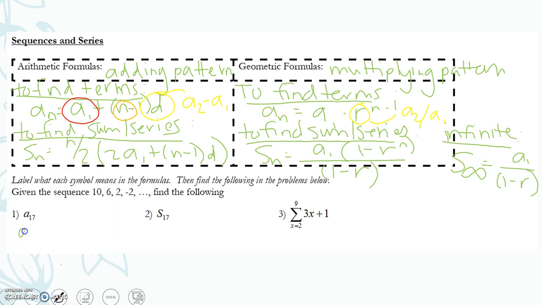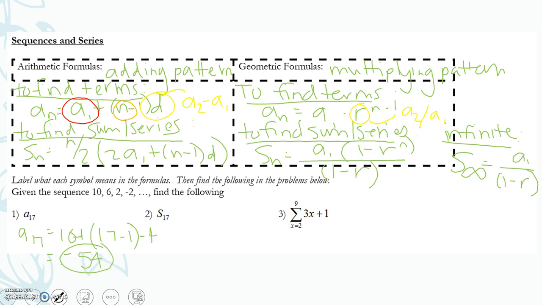So A17 equals the first term, which is 10, plus the number of term, I'm trying to find 17, minus 1, and then the difference, I do 6 minus 10, and I get negative 4. You need to make sure you put negative, not minus 4. I plug that right into my calculator, and I get negative 54.